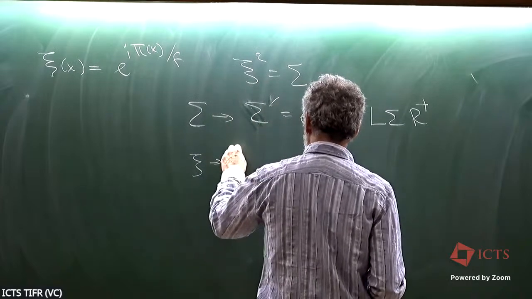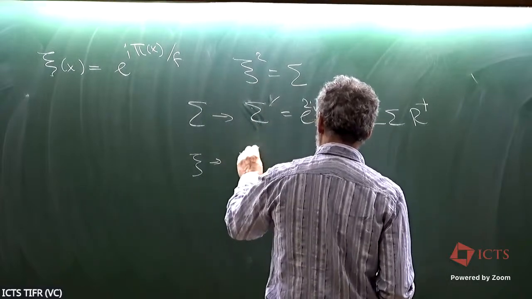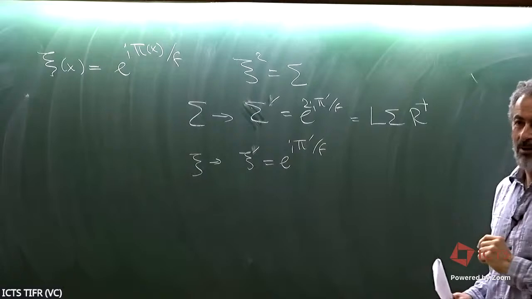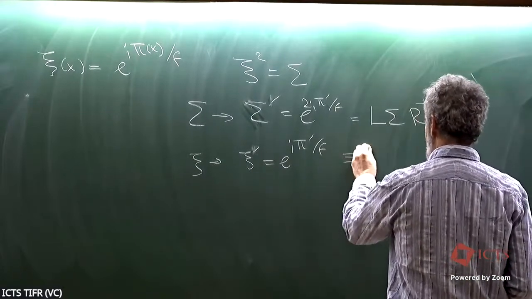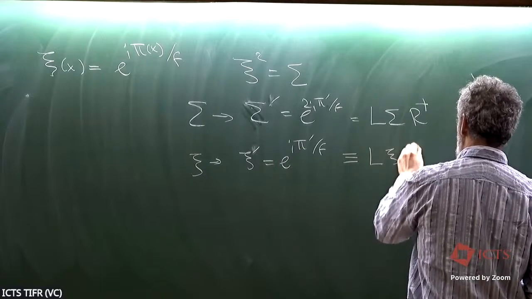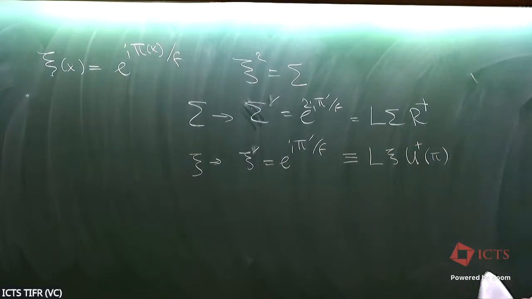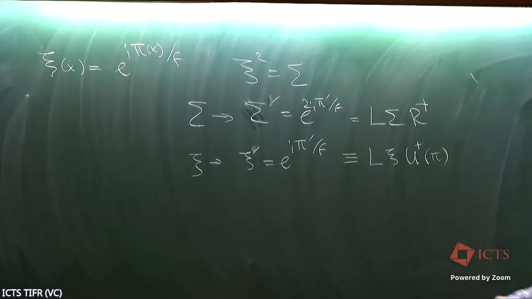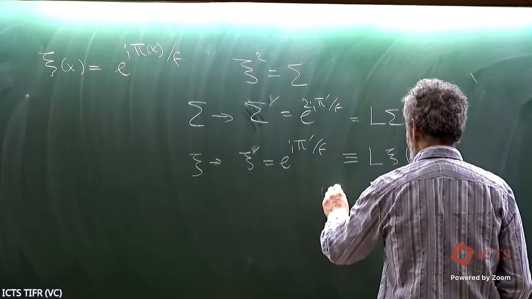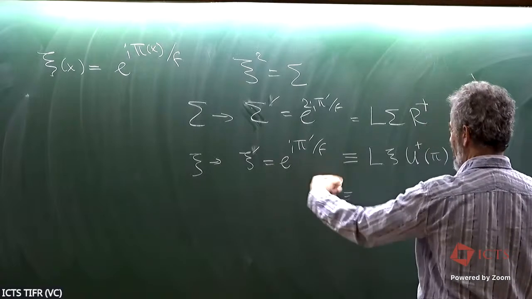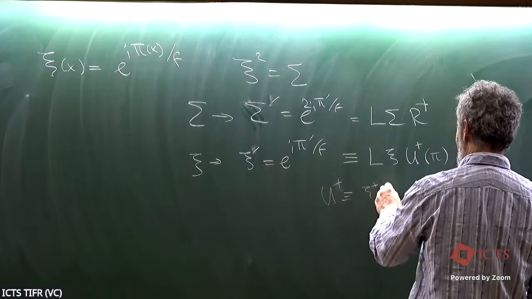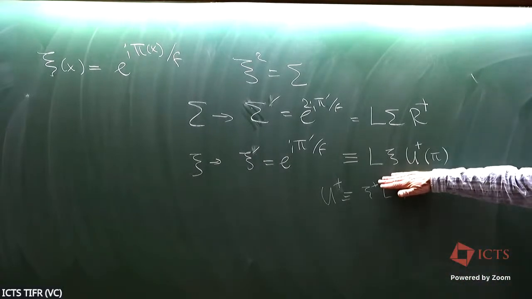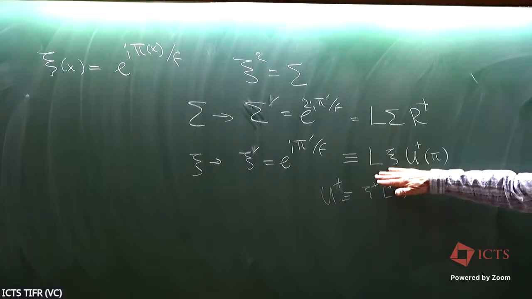Well, I can define it to be C prime, which is e to the i pi prime over f. It's the same pi prime. And I can define this to be L C U dagger of pi. It's some unitary matrix that depends on the pions. The reason I can do that is because I can just define U dagger to be C dagger L dagger C prime. So this contains no content, really. I've just defined U. There's some matrix U such that C satisfies this.